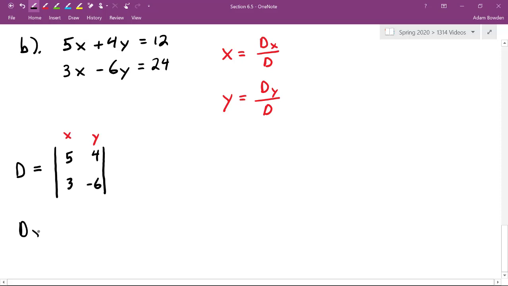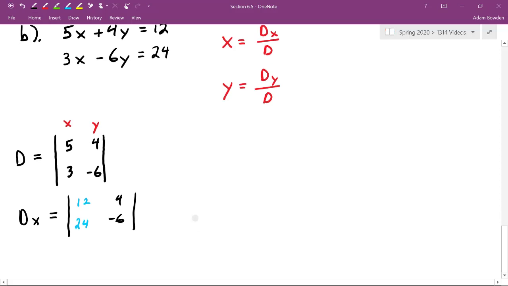And then when we do dx, the x stands for the column that I put the constants in. So 12 and 24 go down the first column. 4 and negative 6 stay in the second column. Now for dy, we put the constants down the second column. So 12, 24 go in the second column, and 5 and 3 go in the first column. Now we'll calculate each of these determinants.